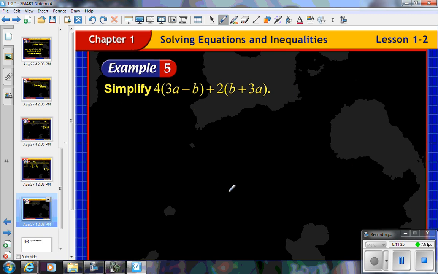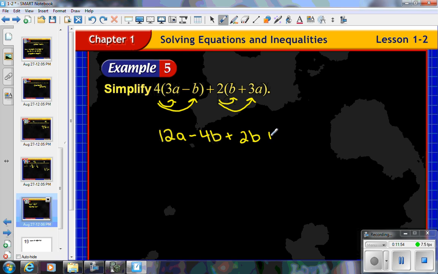On this next problem, we are going to simplify this expression by using the distributive property. So the 4 is going to get distributed here. The 2 is going to get distributed here. So we have 4 times 3 is 12a minus 4 times b. Here we're going to have 2 times b plus 6 times a.